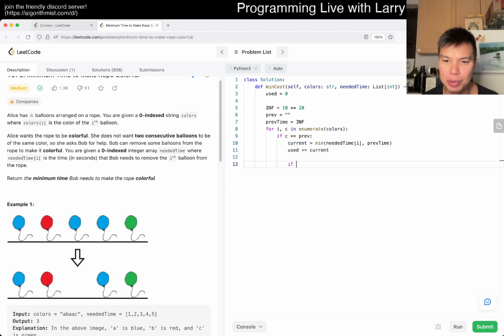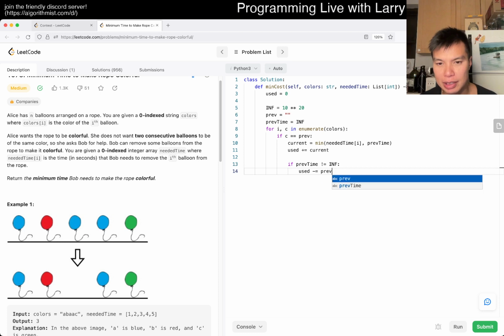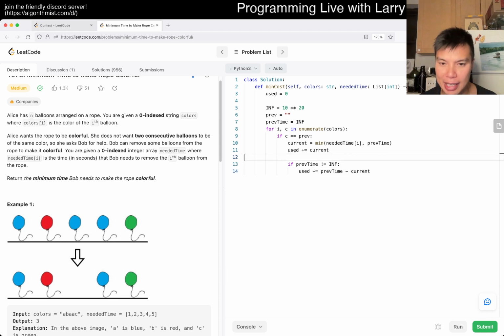So if previous time is not infinity, then what happens is that we want to subtract the delta. So we subtract previous time minus current, because previous time in that case is going to be bigger than current. Or if current is just the previous time, then this would be 0, so that would be fine as well. And that's pretty much it, maybe, except for, okay, let's say that's not the case anymore.